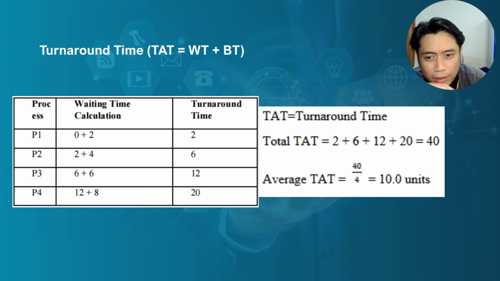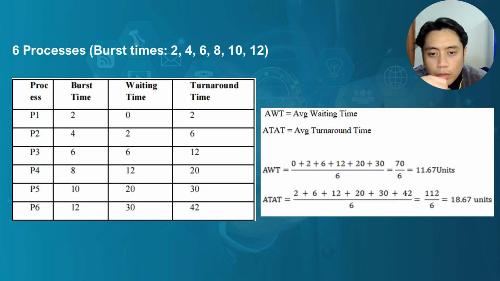For the total turnaround time, we add up the turnaround times, same as the average waiting time. And then what do we do when we got the value? We divide by 4, because it's 4 processors, and we got 10 units. So here it's for 6 processors.